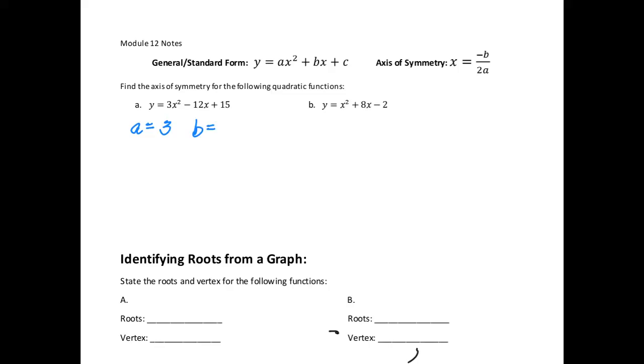Come on, cheerleaders, let's go. -12. No, I was not a cheerleader ever. Give me the C. What's the C value? 15. There we go.